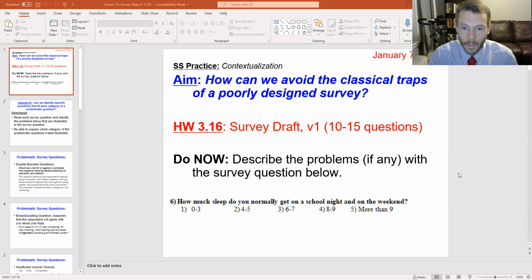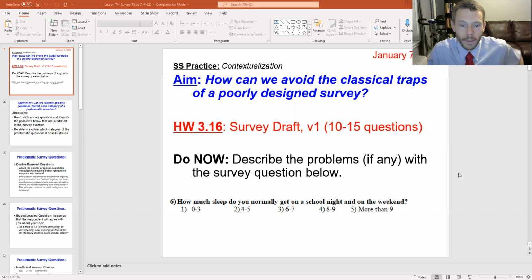For the opening prompt, you want to try to describe the problems, if any, with the survey question below. And spoiler alert, there is one big problem and one small problem. So if you look at the question, it says, how much sleep do you normally get on a school night and on the weekend? Notice it's really two different questions. So it could be, how much sleep do you normally get on a school night, and how much sleep do you normally get on the weekend, right? It's really measuring two different things, because individuals might get less sleep on a weeknight, but more sleep on a weekend. That's the big problem.